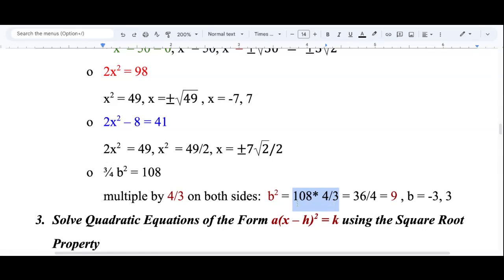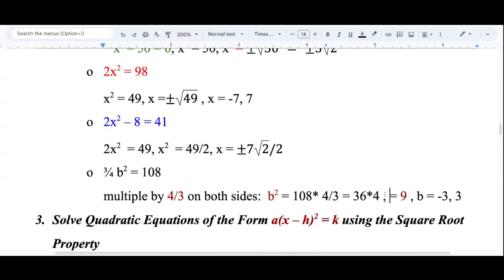Yes. So that's 36. This is multiplying, right? So 108 divided by 3. Think about 3 times 6 is 18. So 108 divided by 3, that's 36. Then 36 times 4.